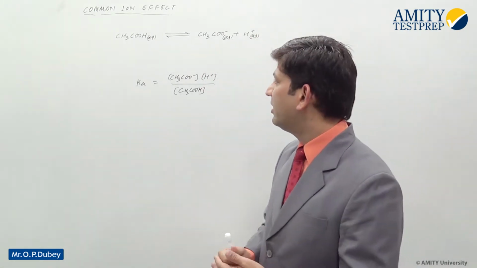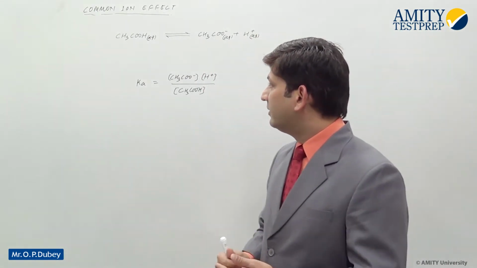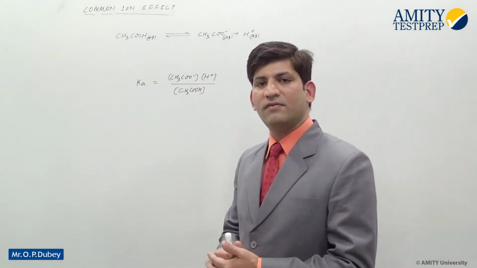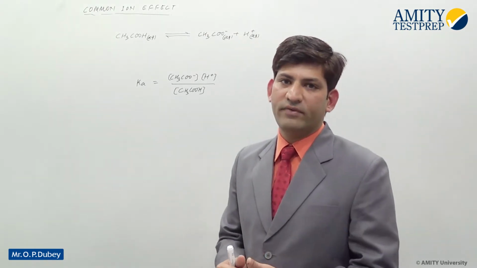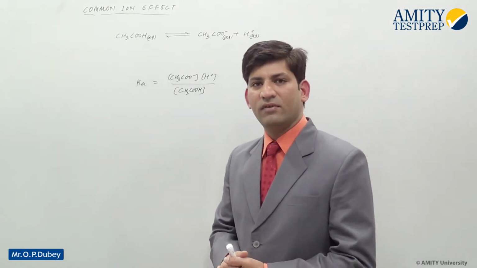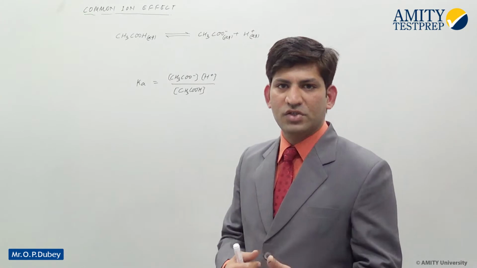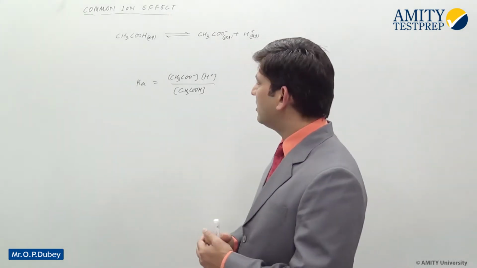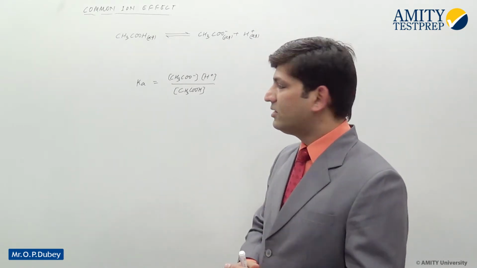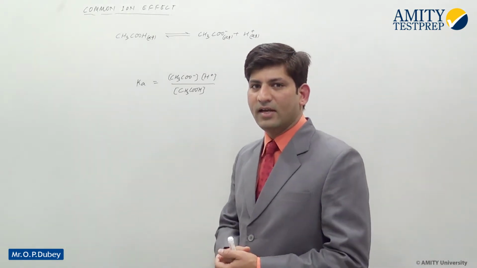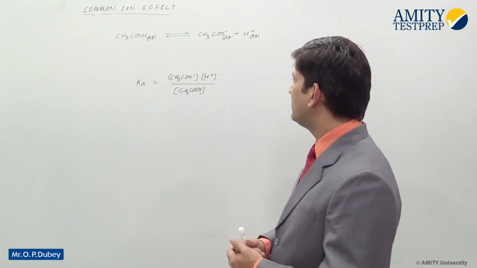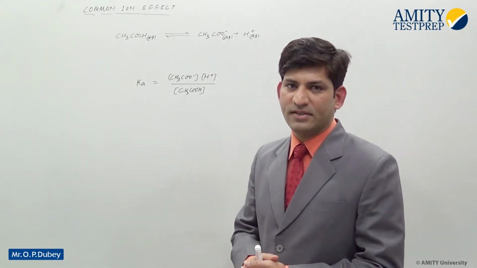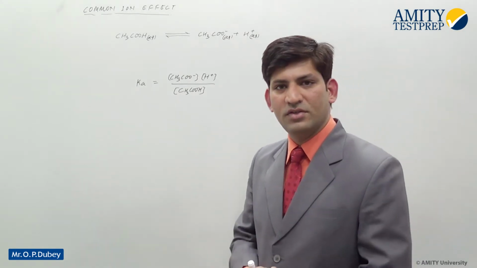In this class, I am going to discuss the common ion effect of weak electrolytes. Common ion effect actually explains the degree of dissociation, extent of dissociation of a weak electrolyte in the presence of a strong electrolyte which produces the common ion, the same ion. For example, an aqueous solution of acetic acid dissociates as acetate ion and H plus ion. It gives acetate ion and H plus ion in the aqueous solution.